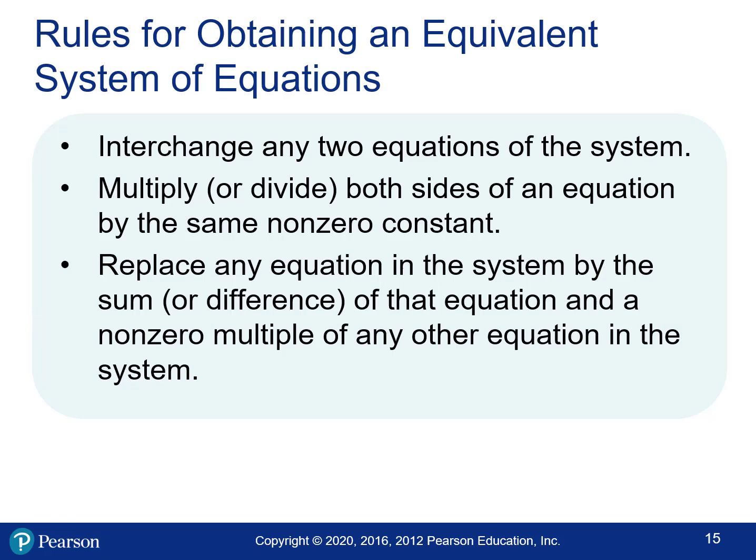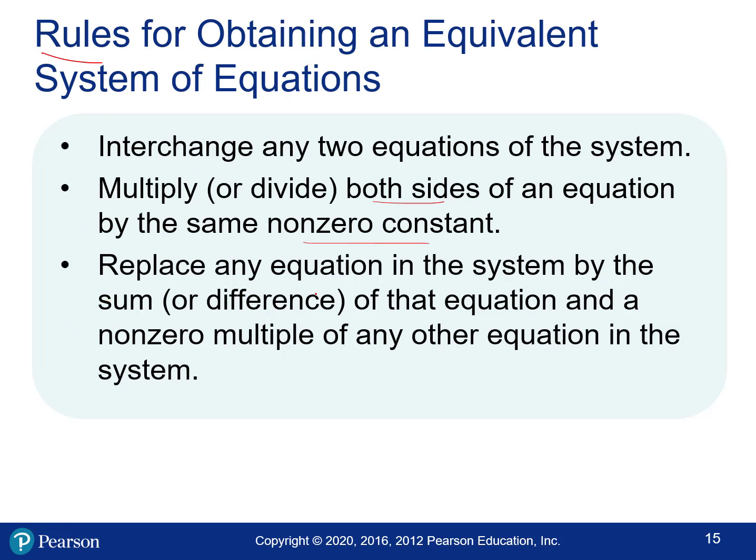We just finished the substitution method, which is a really nice method to use. So we're going to use the elimination method next, and we need these rules for obtaining an equivalent system of equations using this method. Here are some things you're allowed to do. You are allowed to interchange any two equations in the system, meaning you can swap the one on top with the one on the bottom. You can multiply or divide both sides of an equation by the same non-zero constant, and you're going to get equivalent equations. We'll go through an example so you'll see what all this means.